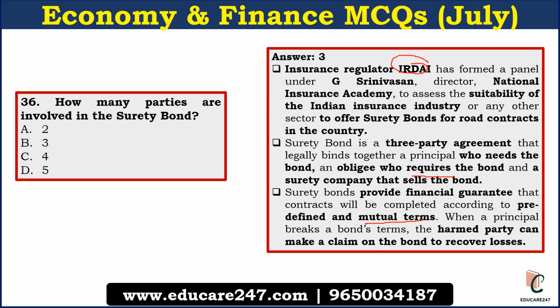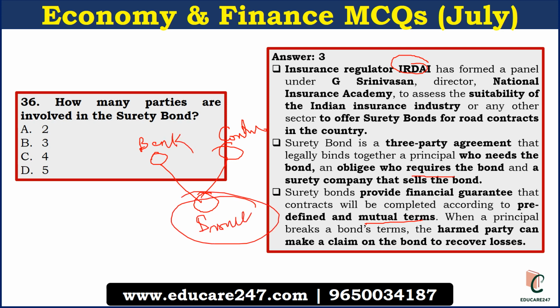So basically, three parties will be there: those who need the bond, those who require the bond, and those who sell the bond. So basically it will be the contractor, basically it's a bank, and it's an insurance company who will assure the bond. So this will be the structure for surety bond, and this panel will review the suitability of this kind of bond in India for the road construction.